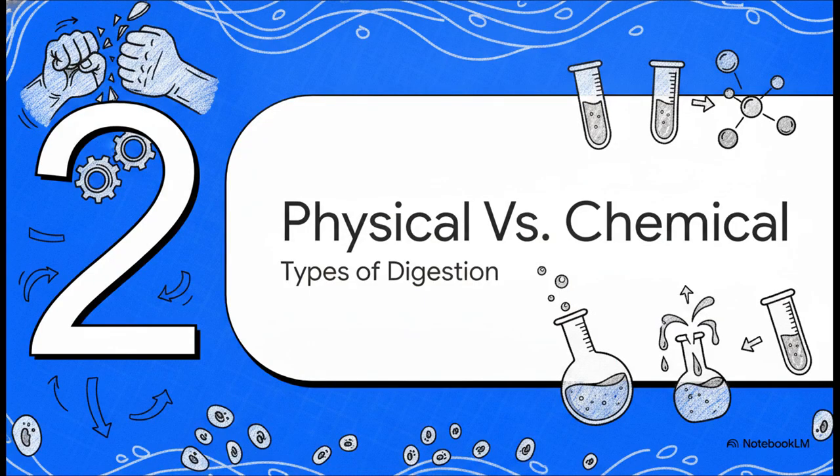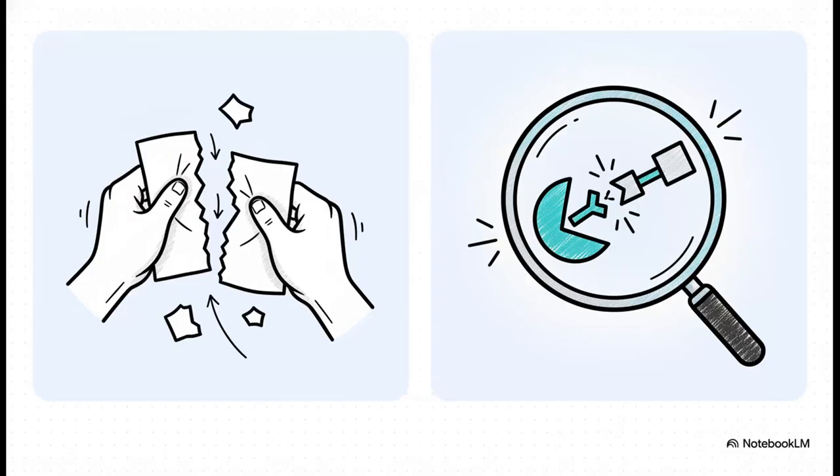Right, on to Section 2, physical versus chemical digestion. To achieve this massive breakdown, your body actually uses two fundamentally different forces. Let's contrast these parallel processes side by side here. On the left, we've got physical digestion. Think of this just like tearing a piece of paper. It represents the physical chewing and churning. As you can see, this dramatically increases the surface area of the food, but it makes absolutely no change to the chemical structure itself.